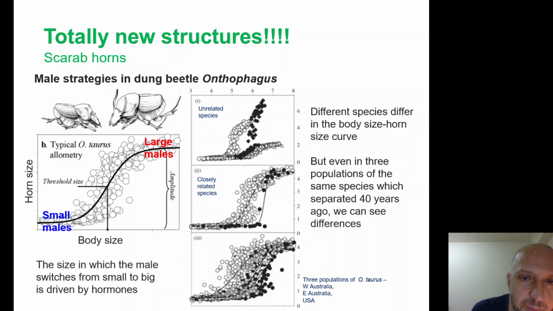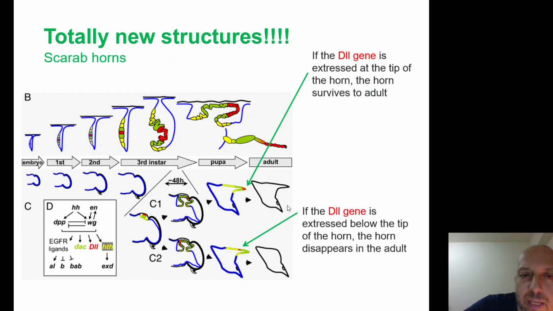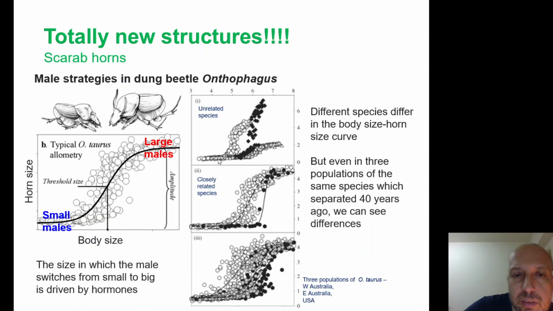What is crazy is that if we make this graph of at which body size the males change from the small one to the big one, right? So these are these curves which I showed you. And we make it for different species. So different species, this is here in this graph. This is the white one, the triangle one, and the black one, right? So you can see that each of them has quite a different way. In this species, this is the size when it changes from small male to big male.